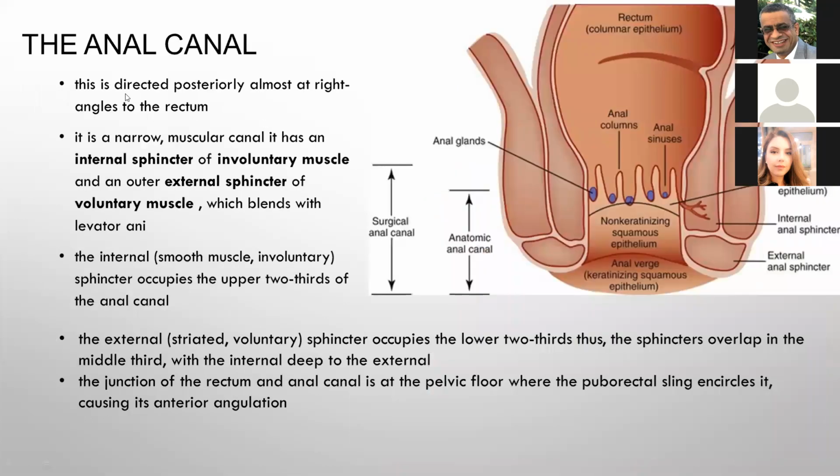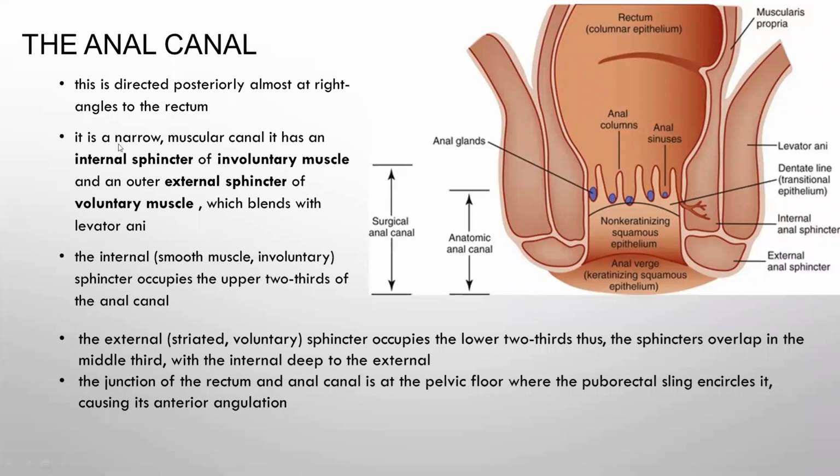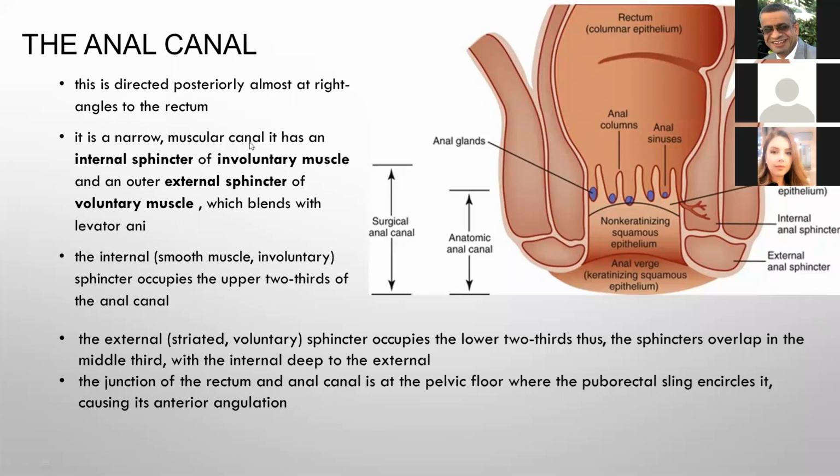The anal canal is 2 to 3 cm long, directed posteriorly almost at a right angle to the rectum. It is a narrow muscular canal. It has an internal involuntary muscle and an outer external voluntary muscle, which blends with the levator ani muscle. The internal smooth involuntary sphincter occupies the upper two thirds of the anal canal, and the external striated voluntary sphincter occupies the lower two thirds. These sphincters overlap in the middle third, with the internal deep to the external.